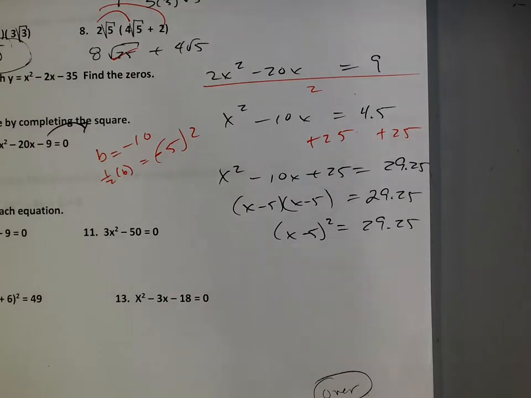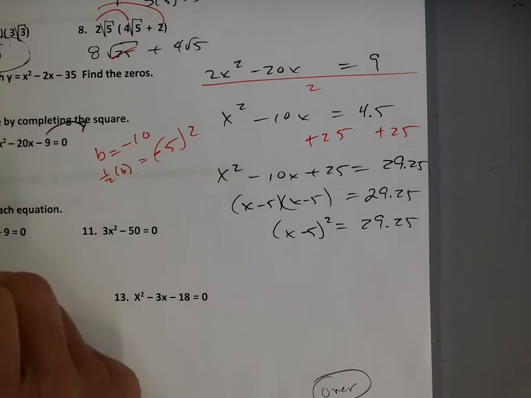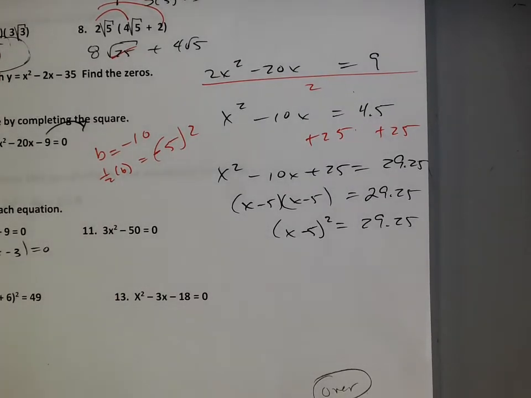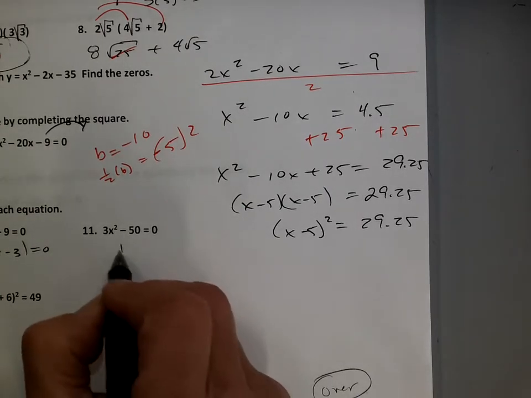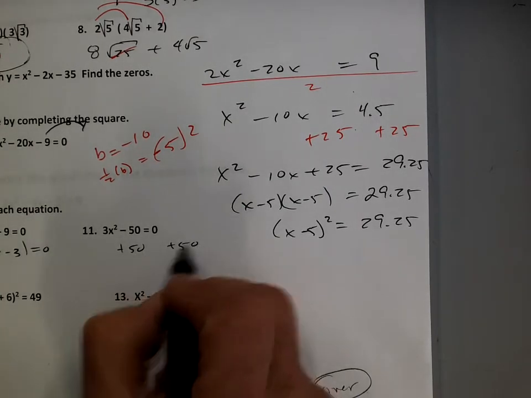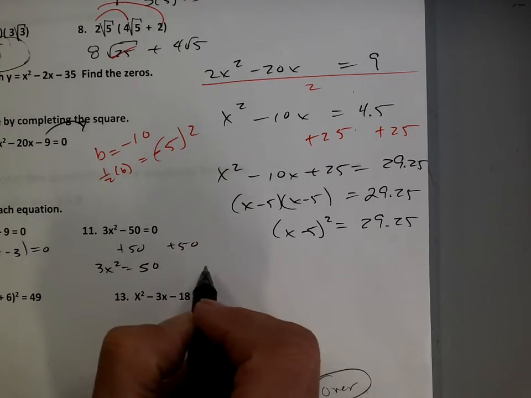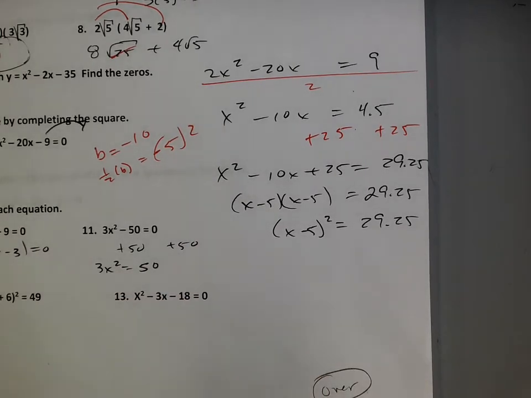2 answers, plus or minus, okay? 10, probably the easiest way to do this one is by factoring x plus 3, x minus 3, or you can just solve for x. 11, probably just solve for x, plus 50, divide by 3 and square root it.